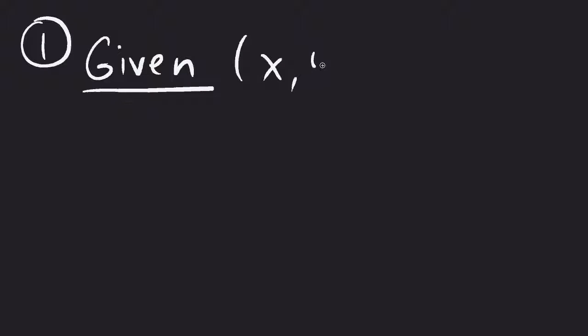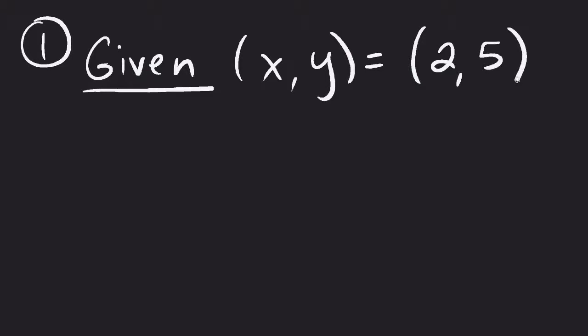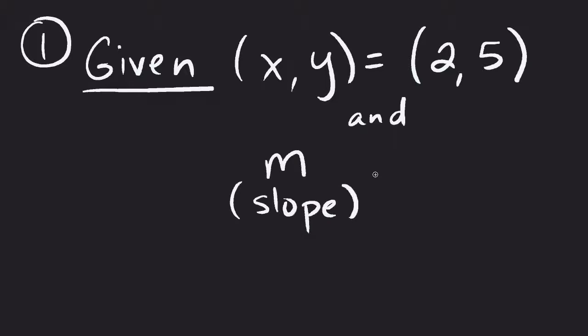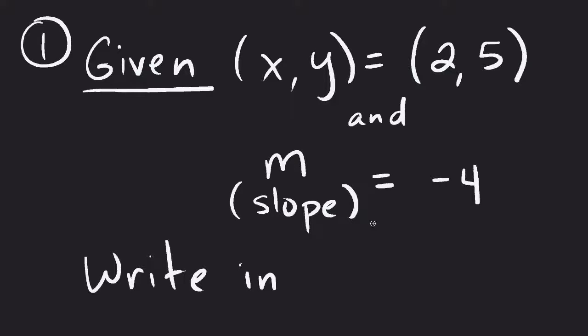So they may give us something like, let's say they gave us a point, so our xy, which is the point 2, 5, and they gave us a slope, which they could write out as m, or they might write it out as the actual word slope equals -4. So we've got our point, we have our slope. We now need to just go ahead and write this in point slope form.